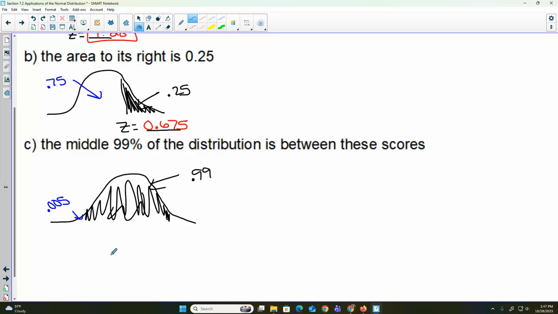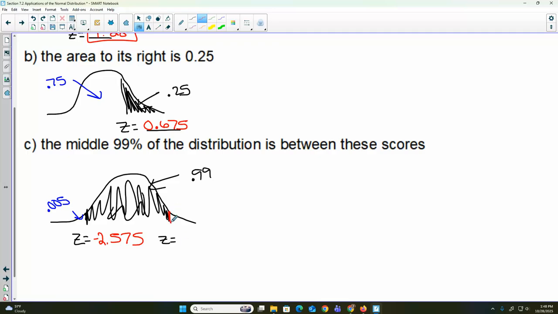Look in your table. We need both of these Z's. Look for as close as we can get to 0.005. So we have 0.0051 and 0.0049. So just in the middle of those. So that is negative 2.575.